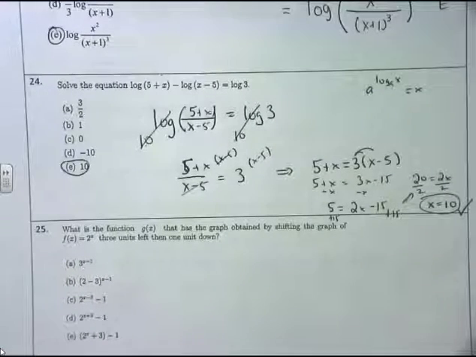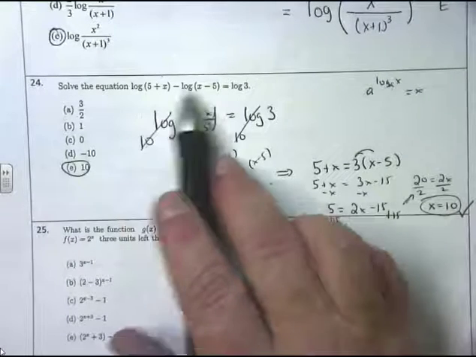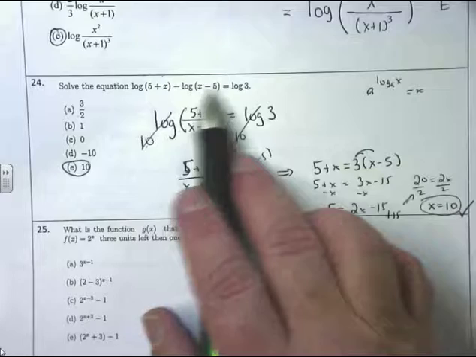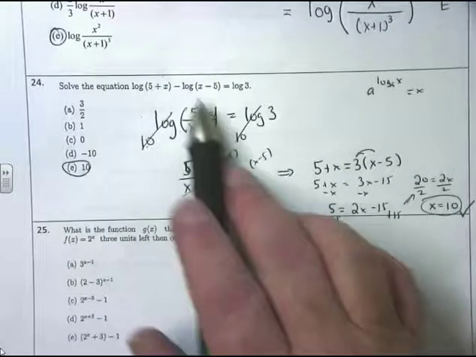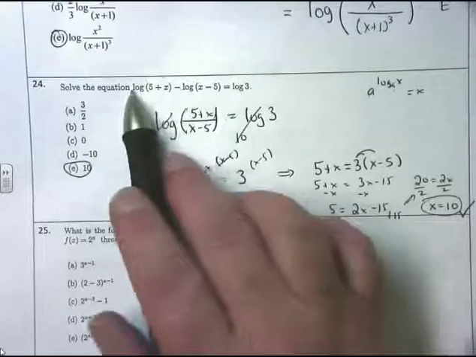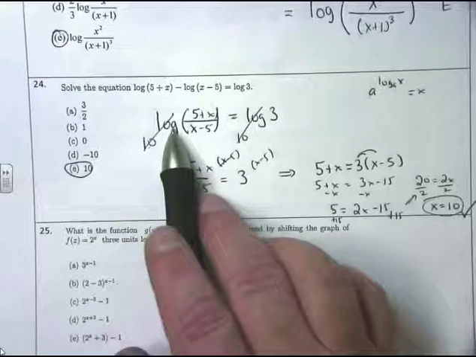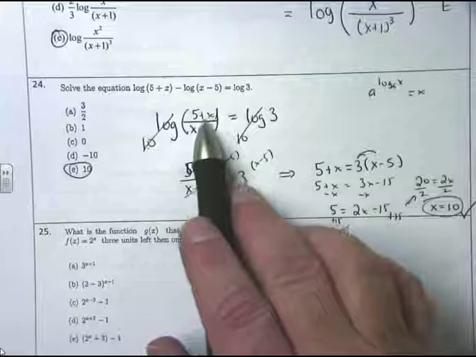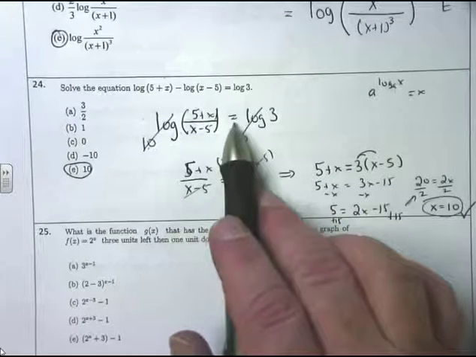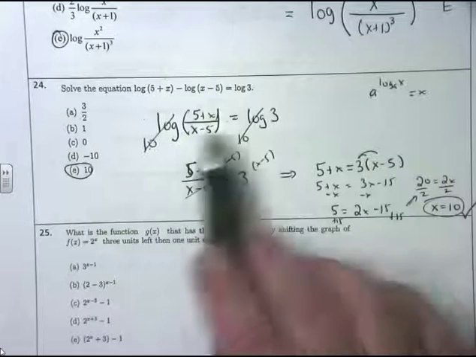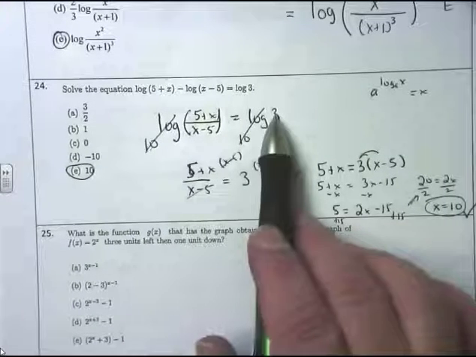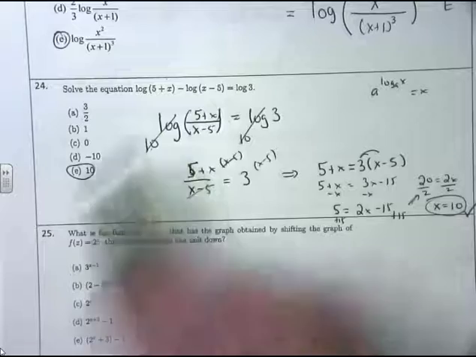This is one of the log equations you guys asked me to do in class, so I've already done this one. But first things first. This is a log type 2 equation. I got logs on both sides, and you're supposed to solve for x. So subtraction turned into division because the coefficients in front of the logs are 1. So this is one big log of 5 plus x over x minus 5 equals log of 3. And like I said before, when you have log equations, you've got log of stuff equals log of stuff, you can cancel the logs. This is log type 2.